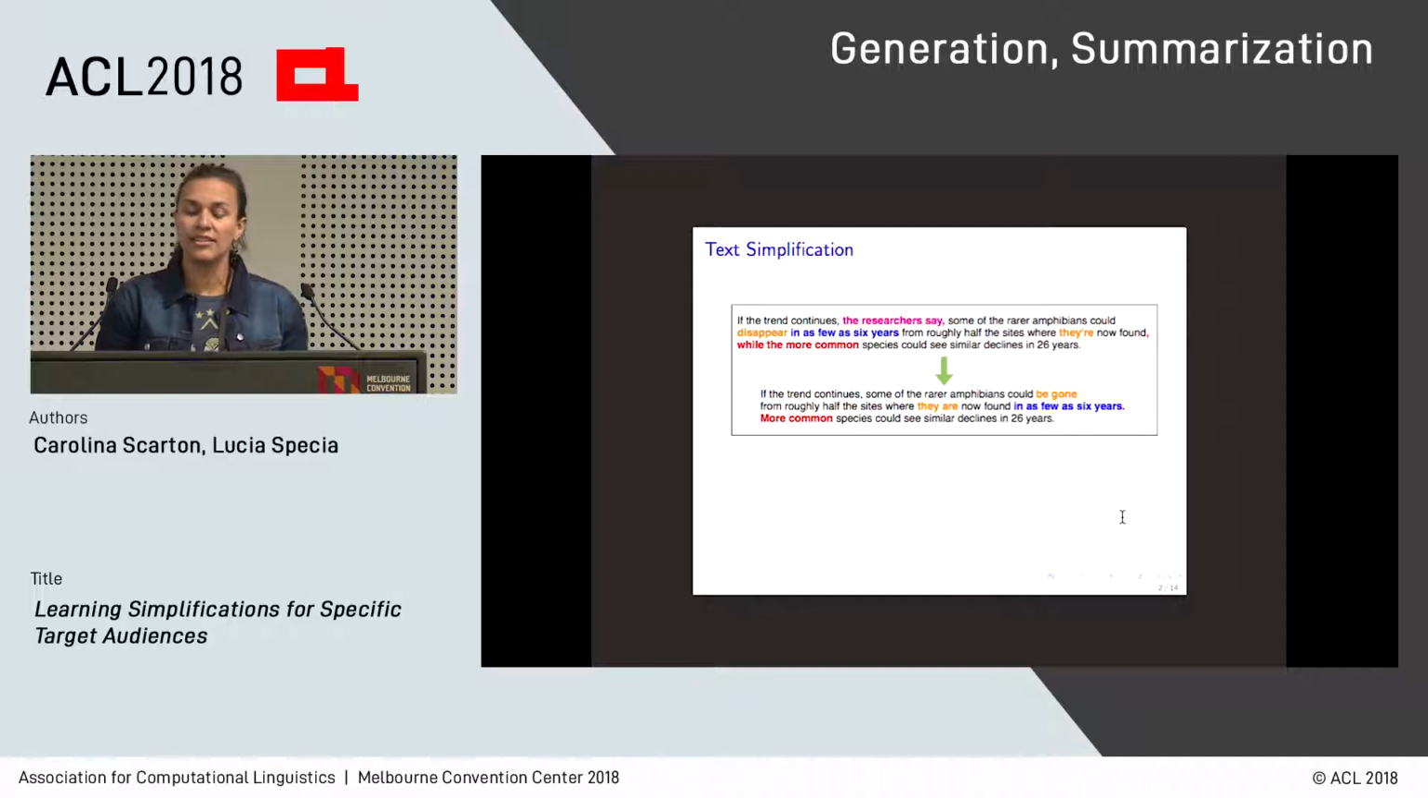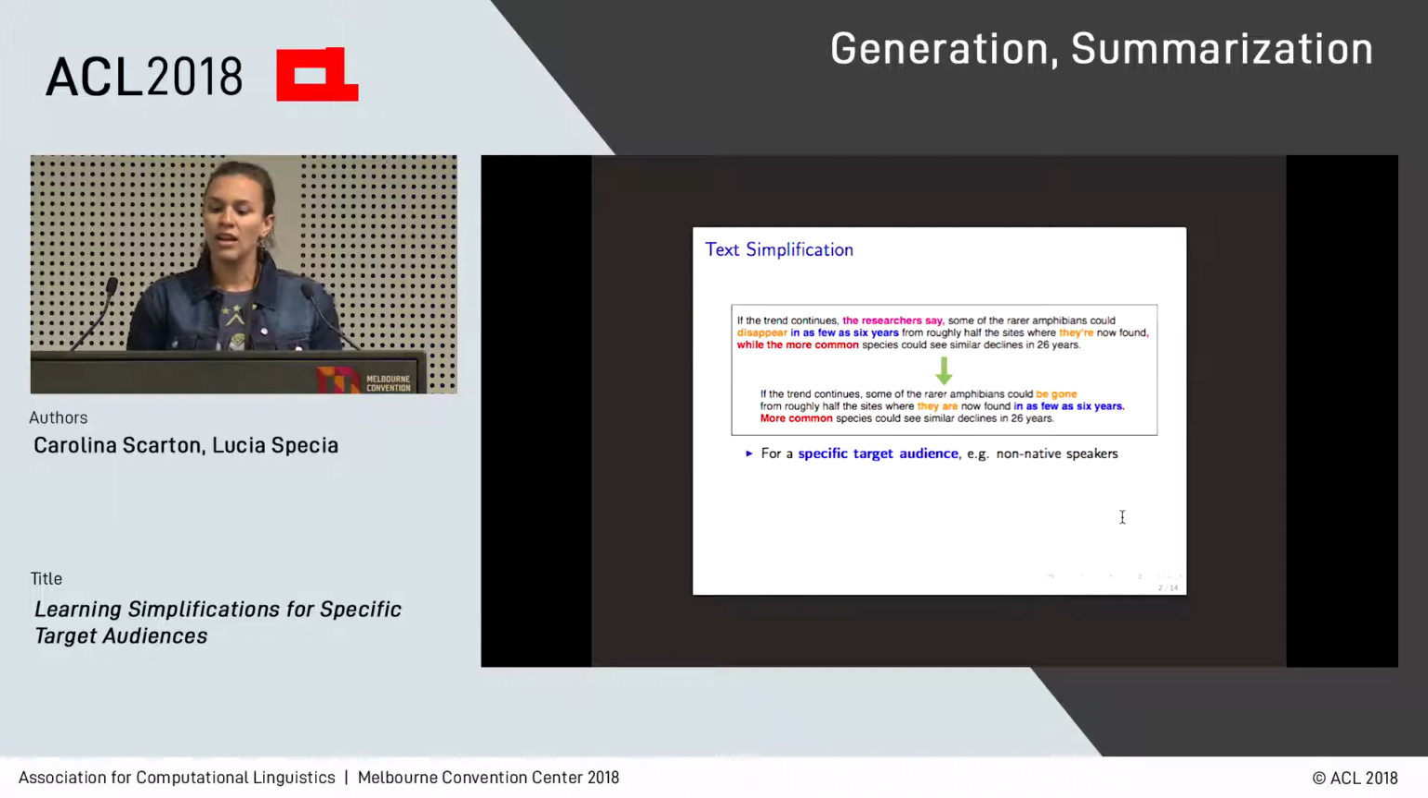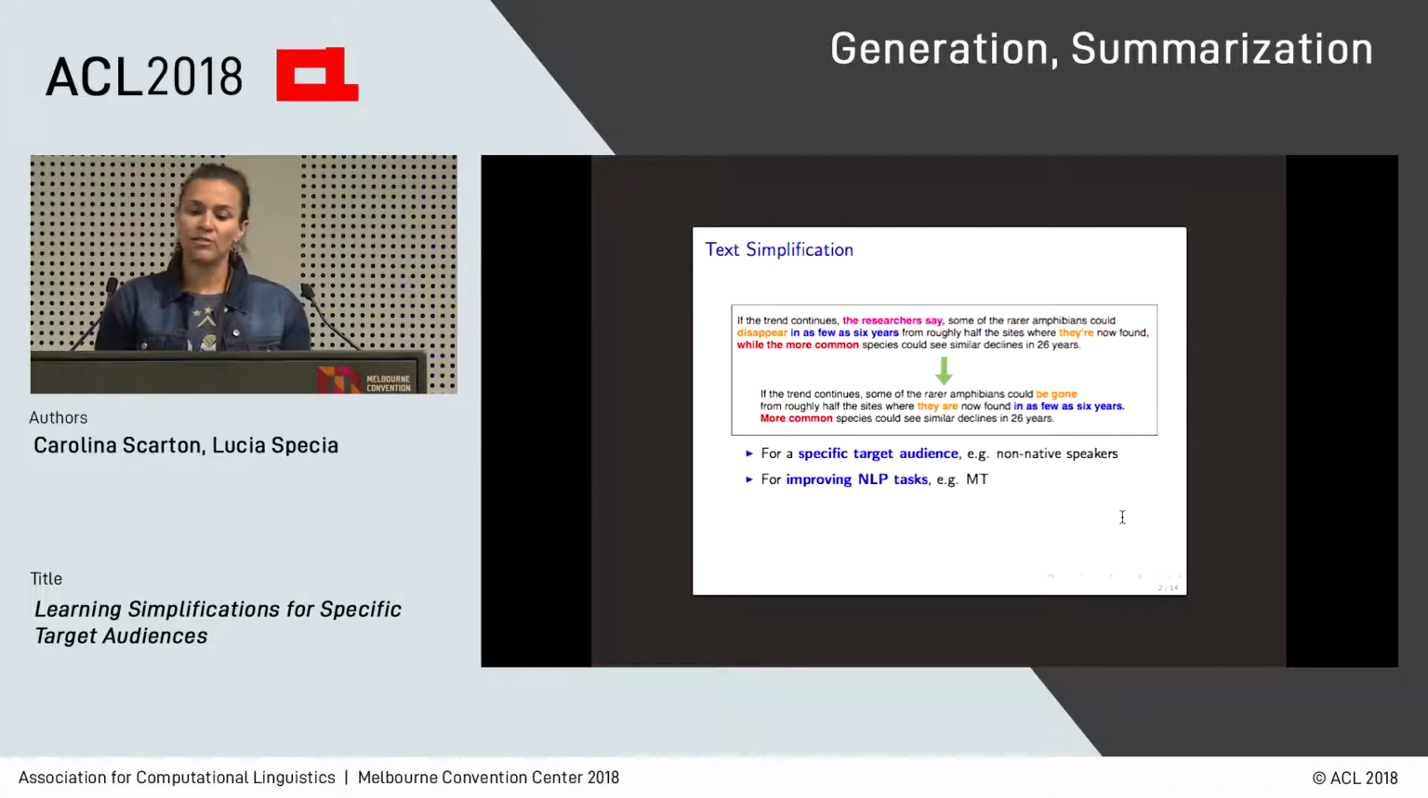For instance, the phrase "the researchers say" was dropped, the word "disappear" was changed to "be gone," and the sentence was actually divided into two, where the "while" conjunction was. So a lot of operations happen in order to generate a simplified version. We do simplification for a specific target audience. For instance, we can think about simplifying for non-native speakers of a language or people with low literacy levels. We could also think of simplification to improve other natural language processing tasks, such as machine translation.